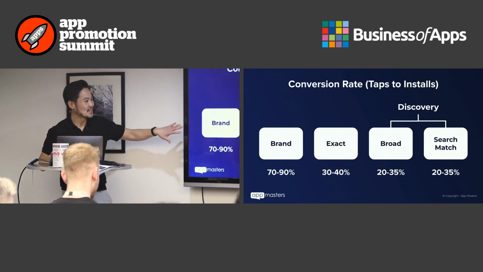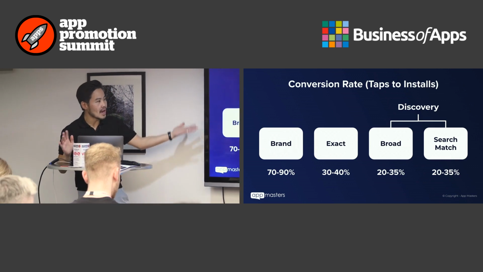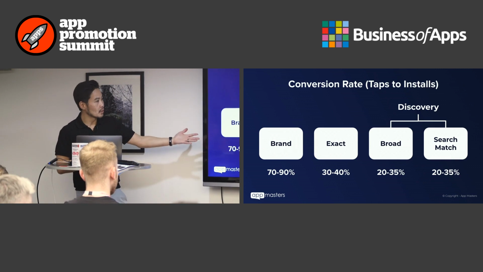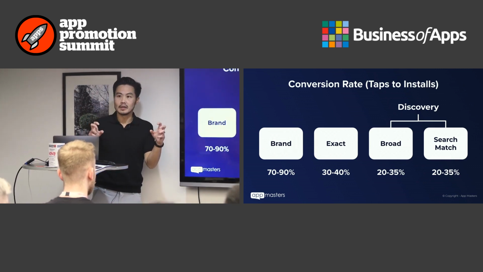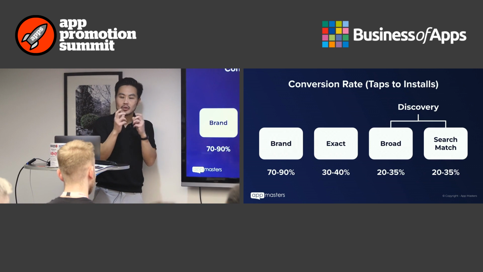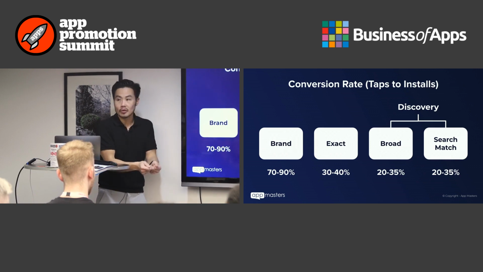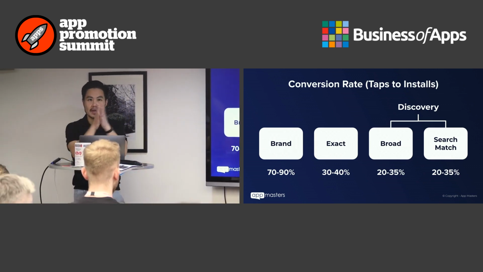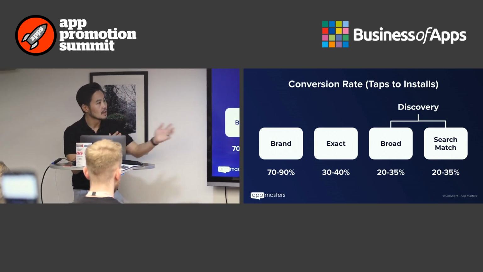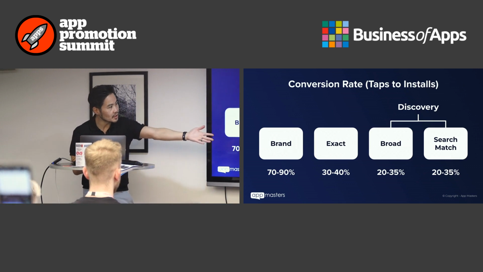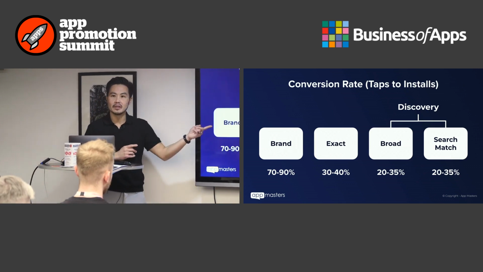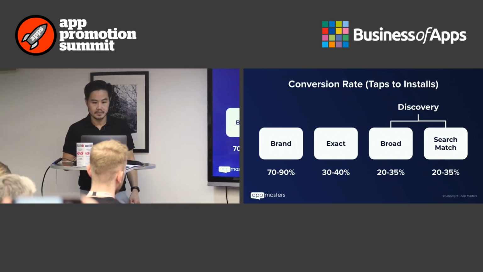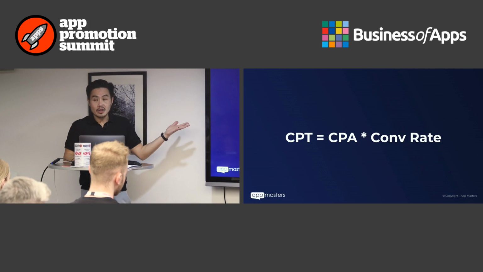So I will skip over this a little bit, but this is on average, and Emery, you tell me if you see something different here, what we normally see for a conversion rate. This conversion rate is very key because it's going to really determine how much you can bid for a particular keyword. So brand is 70 to 90, exact, so that's competitor and generic keywords all in one, 30 to 40, and 20 to 35% on those. So I'm less conservative on those discovery campaigns, but I'm going to be more aggressive on the exact match campaigns. And here's how I determine the cost per tap.